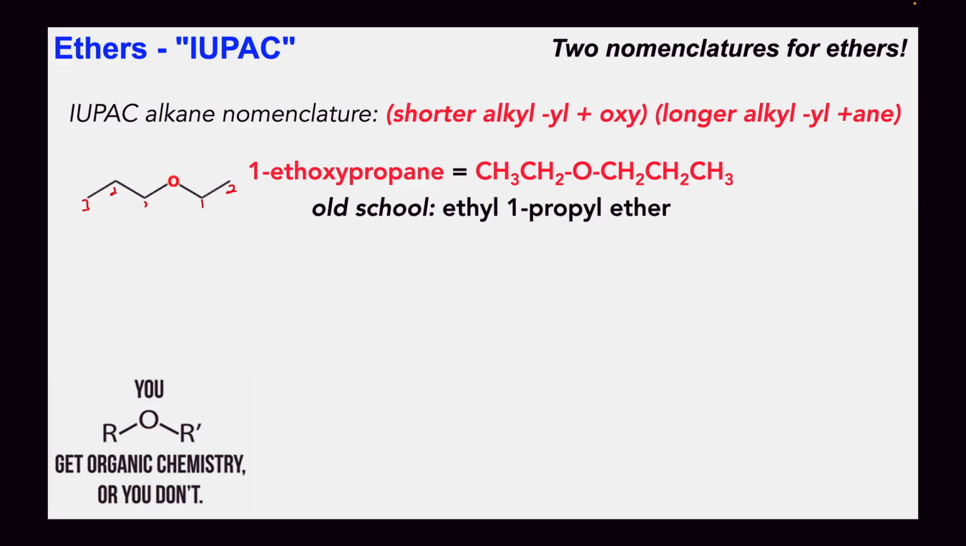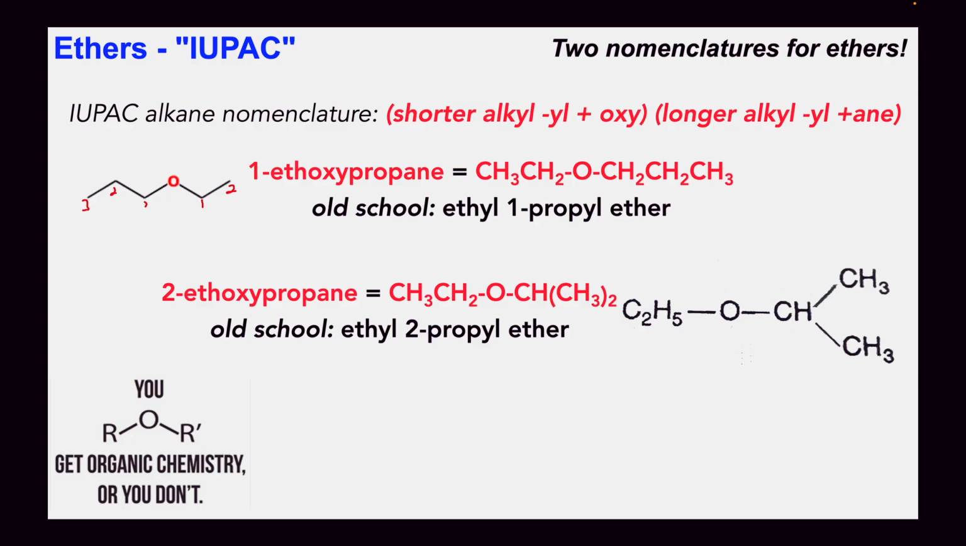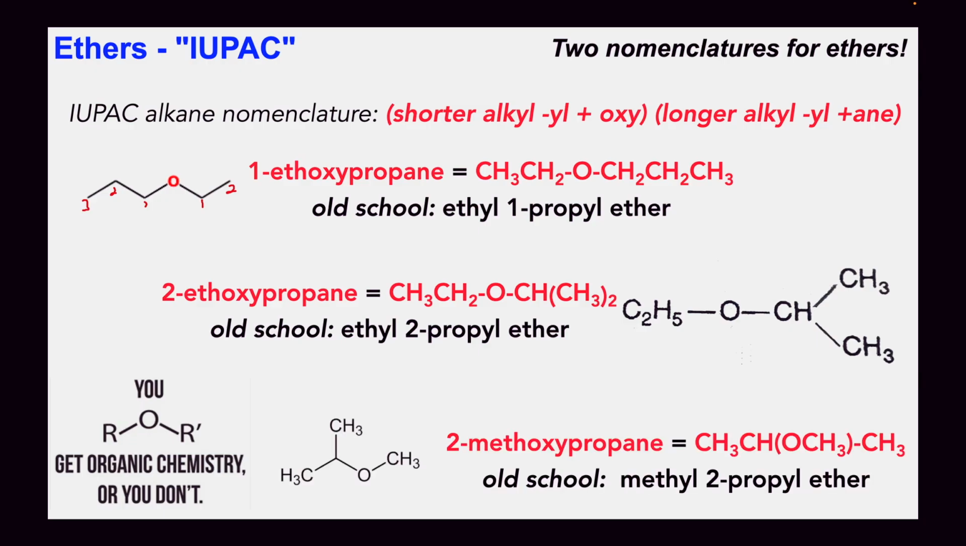Now, in the old days, we used to fumble and call it ethyl 1-propyl ether, which works, but on the other hand, I kind of like the 1-ethoxypropane, so that's why I'm pushing it here. So shorter alkyl group gets an oxy, longer alkyl group gets ane. And if they're the same, then you can just use one or the other, doesn't matter. Here's 2-ethoxypropane. So this is also an ethoxy, an ethyl group, C2H5 with an oxygen, but it's connected to the second carbon of 3 carbons in propane. So that's why it's 2-ethoxypropane in that one, or ethyl 2-propyl ether.